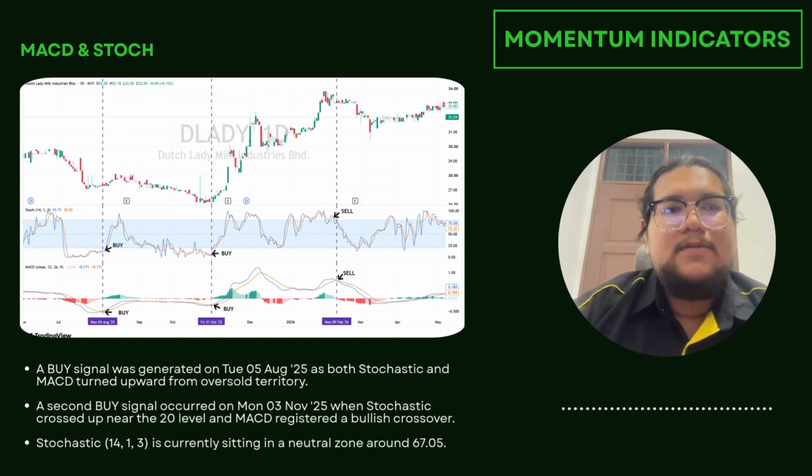After tracking the subsequent rally in early 2026, a sell signal was printed in February as momentum peaked in overbought territory. Currently, stochastic sits in a balanced neutral zone around 67.05, confirming that momentum has stabilized to support the ongoing trend.